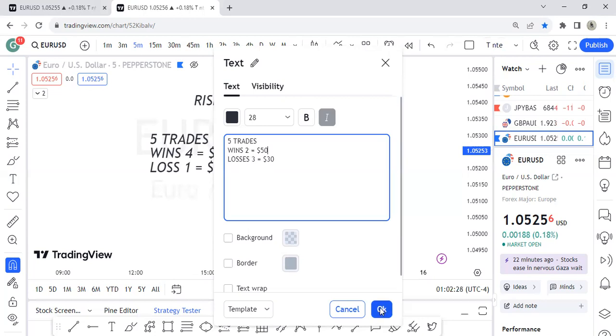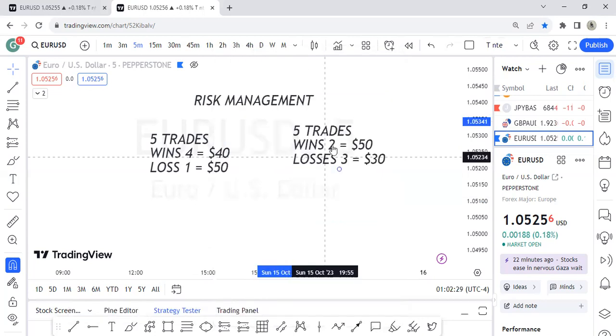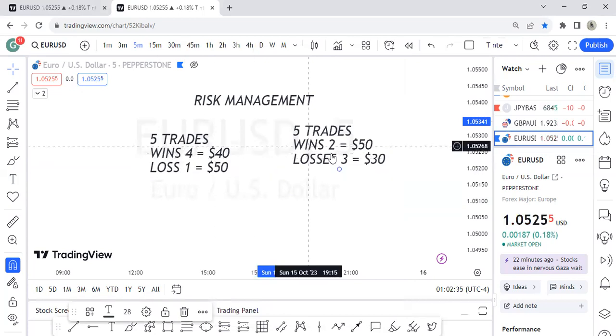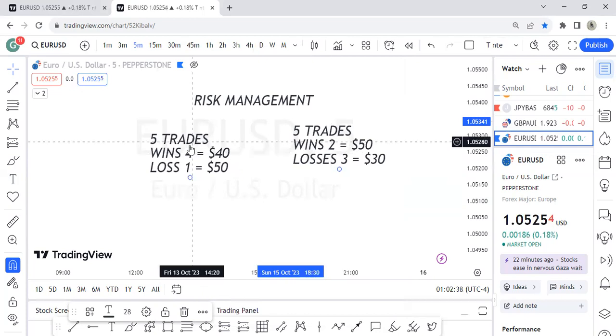You can see that this guy won 2 trades and lost three, while the other won four and lost one. But you can see that the one that won two is more profitable than the one that won four. This is the power of risk management. Risk management is simply losing less and winning more.